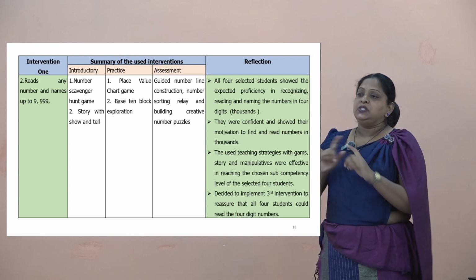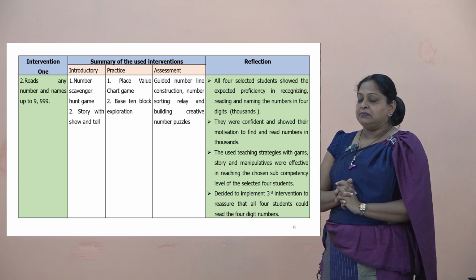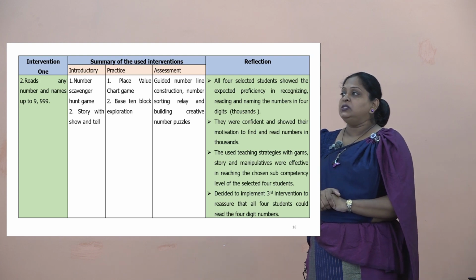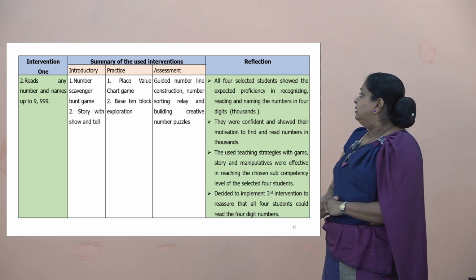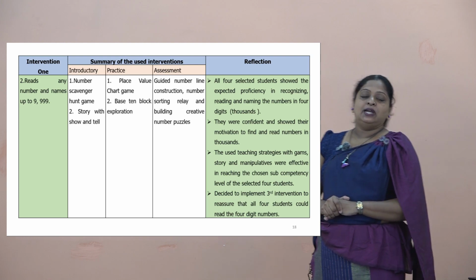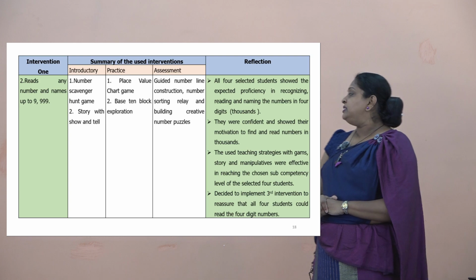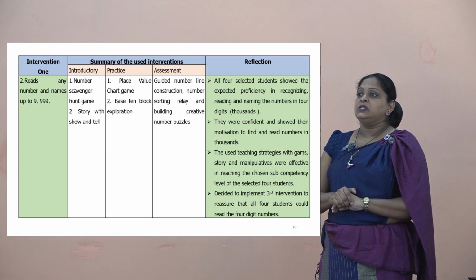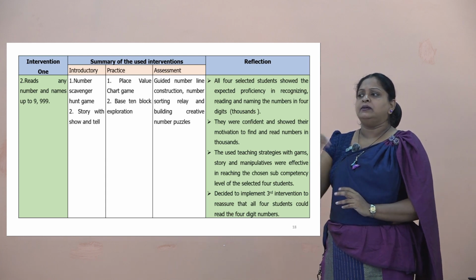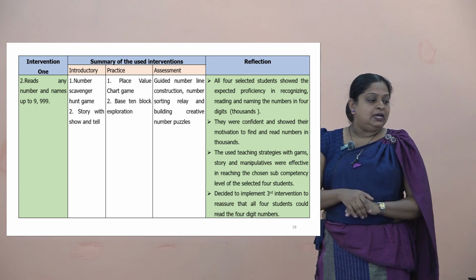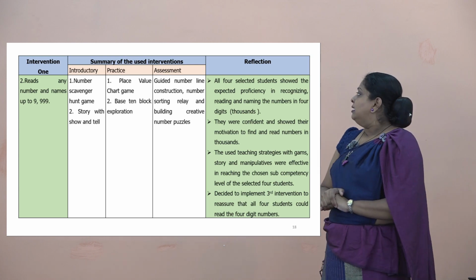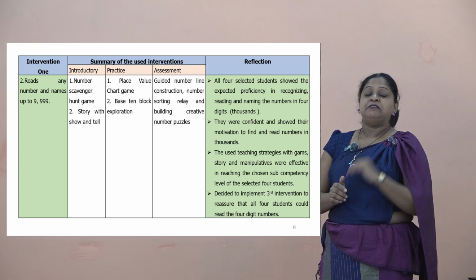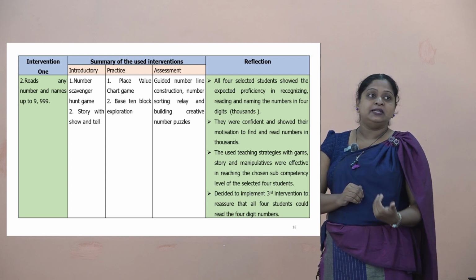They had to find numbers and read them aloud. Under the story, I prepared flashcards with numbers, and whenever I was narrating the story, they were asked to raise the number and say it aloud. Under the practice stage, I used manipulatives like base 10 blocks, explorations, and a place value chart. Students were given the chance to understand the ones, tens, hundreds, and thousands. At this point, I was really happy because all the students were able to understand the place value and read out the numbers independently without my support.